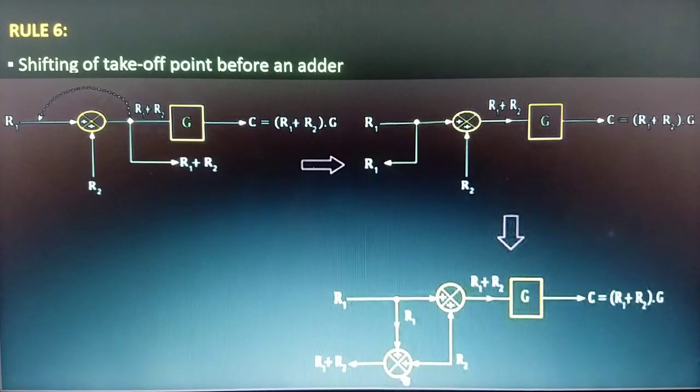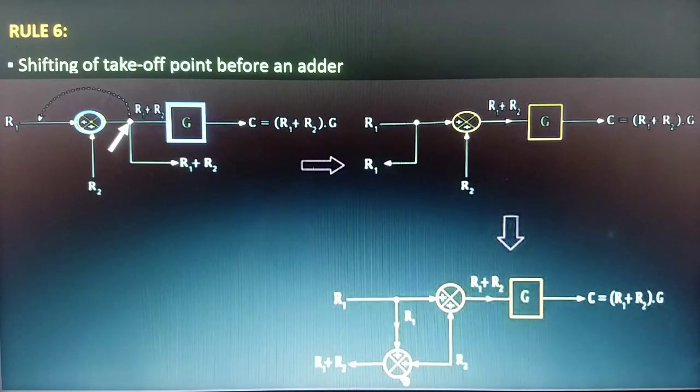So moving on to rule number 6 of block diagram reduction, which is regarding the shifting of a takeoff point before an adder. Consider this block diagram representation as what you can see on the screen. This is the block, this is the adder, and this is the takeoff point. The inputs of the adder are R1 and R2. That is why the output of this adder will be R1 plus R2. And this block having a gain of G, the output will be C is equal to R1 plus R2 multiplied with G. This is the output of the system.